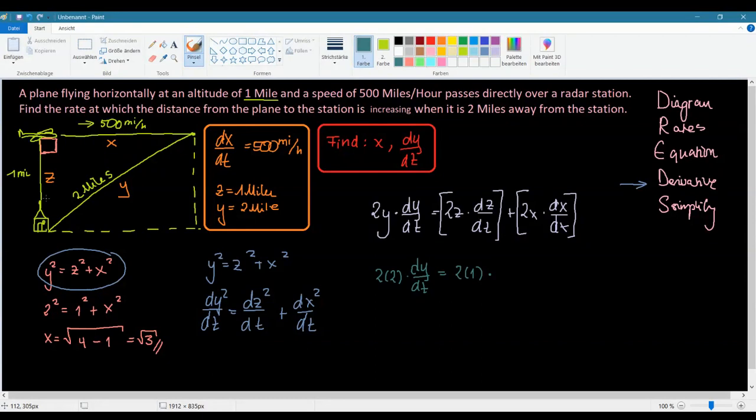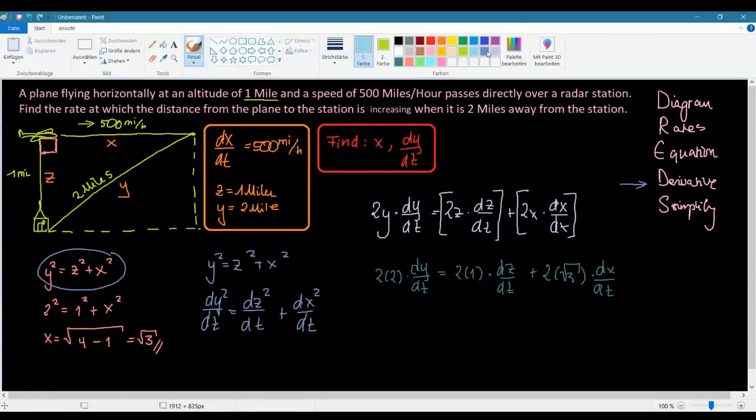And the reason is going to be, okay. Oh, right. Okay, I see why it's going to be 0, but we're not there yet. So let's just write it down right now. Plus 2 times the square root of 3 times dx by dt. We know that dx by dt is 500 miles per hour, but we're going to put that in a minute, right? Let's do the rest first.